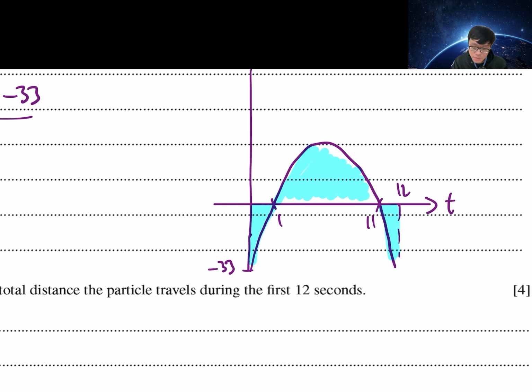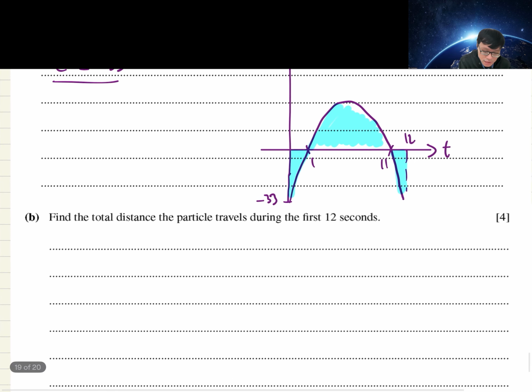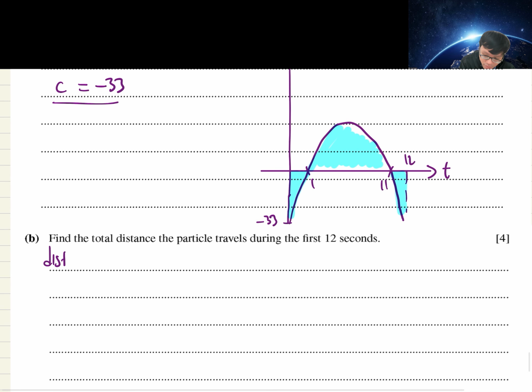So you know that from 0 to 1 the velocity is negative, and then from 1 to 11 positive, and then negative again. So to find the distance, keep in mind that the distance is always positive. But sometimes, for this case and this case, the integral is negative. So you need to put a negative in front to make sure that the area is always positive. So the distance will be the integral from 0 to 1, but you put a negative because the area is negative.